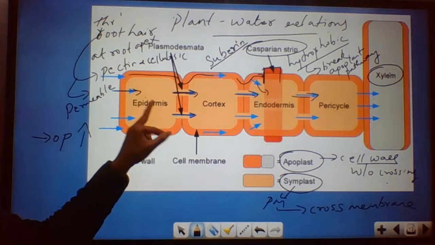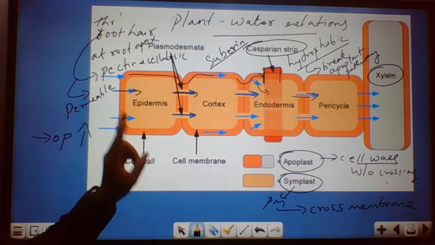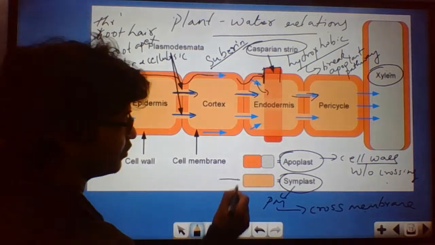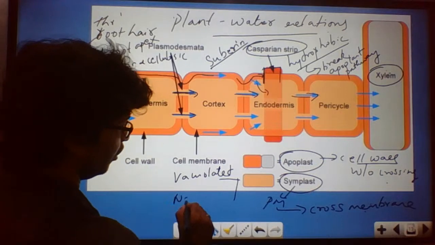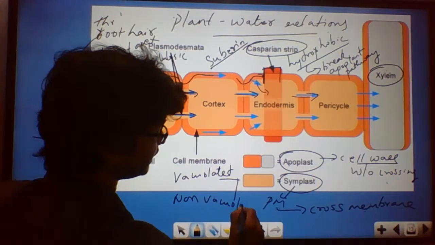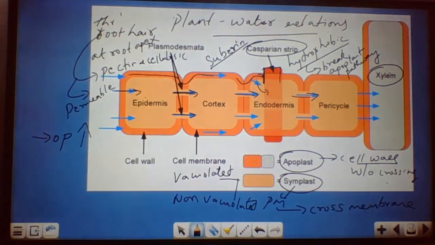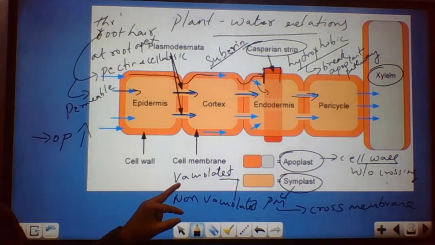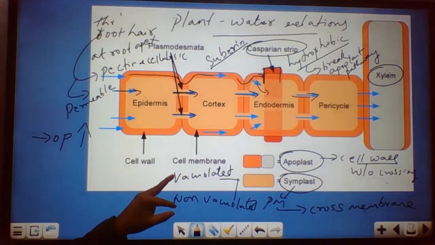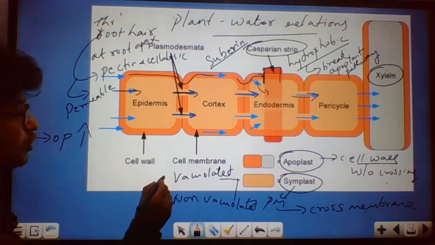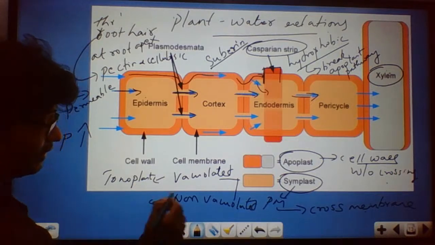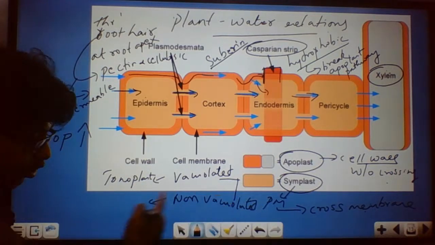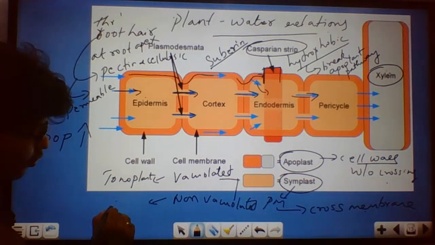But again, there are two types of symplast, vacuolated and non-vacuolated. Can you tell me the difference between vacuolated and non-vacuolated? In the vacuolated pathway, water crosses the tonoplast. What is the tonoplast? This is the vacuolated pathway. But in the non-vacuolated pathway, there is no crossing of the tonoplast.